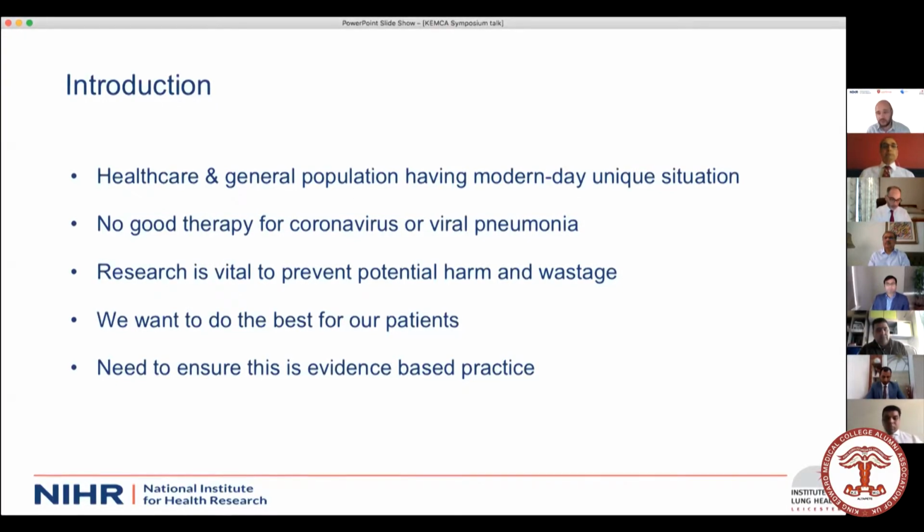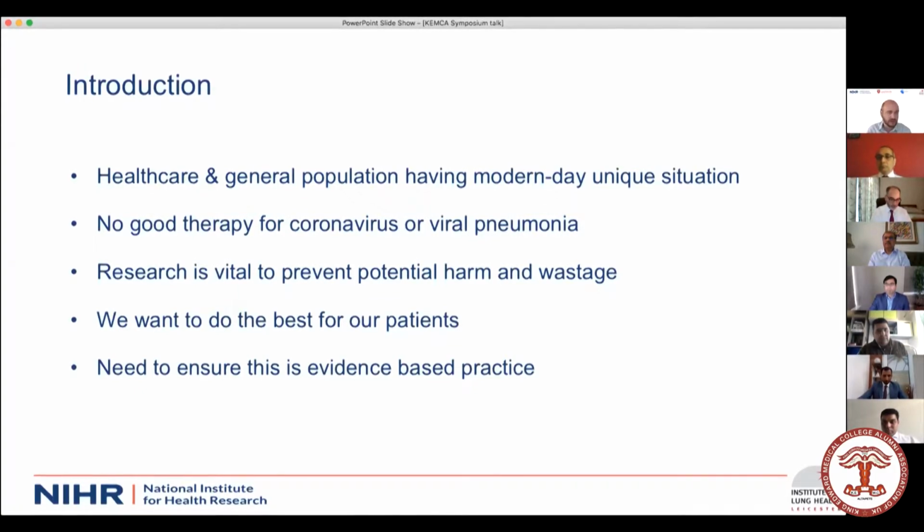I would use the analogy for idiopathic pulmonary fibrosis, where for 50 years we gave steroids before we did a proper trial to show that it killed people. We don't want that. So we want to do that. So we have to ensure that there's good evidence-based medicine.